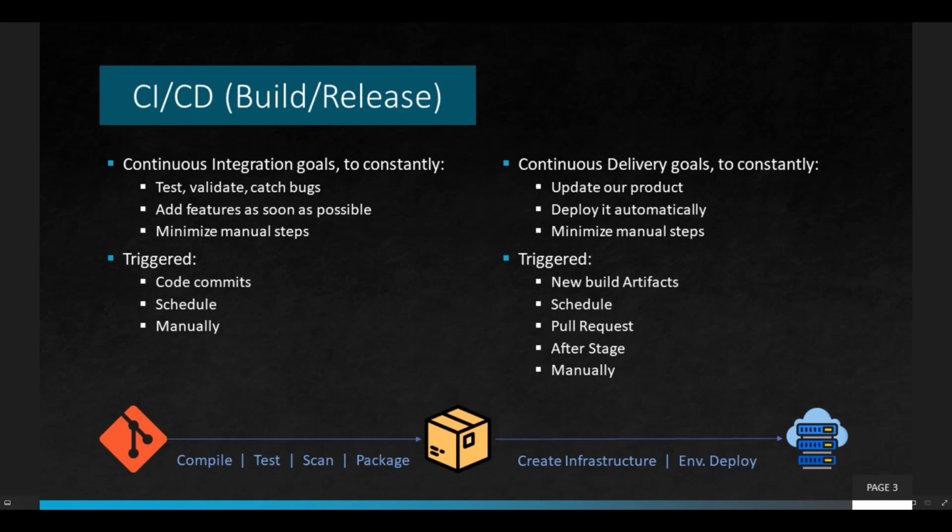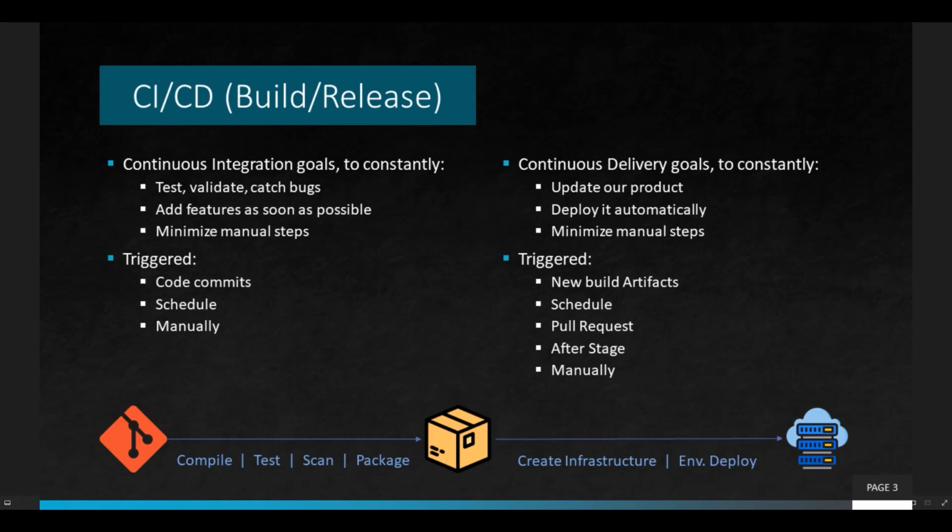And continuous delivery means to constantly update our product and to constantly deploy it, if possible, automatically to all of our environments, minimizing the amount of manual steps that are necessary. And it can be triggered based on a new artifact that got built or on a schedule, or it could also be through a pull request or after a stage in a pipeline, or it can also be triggered manually.